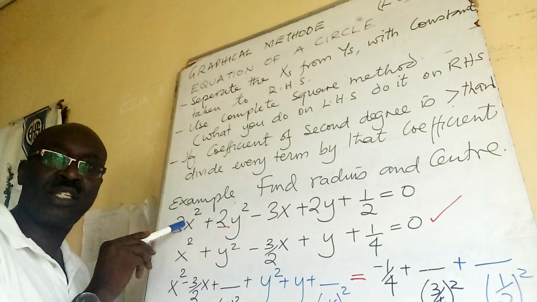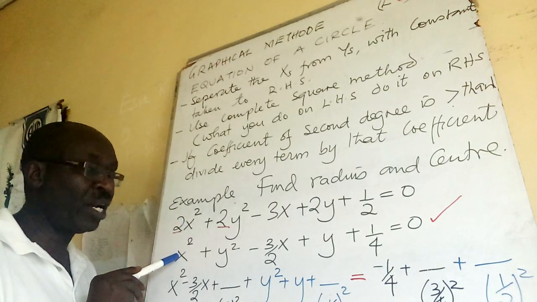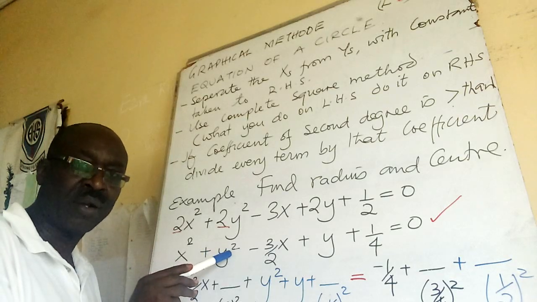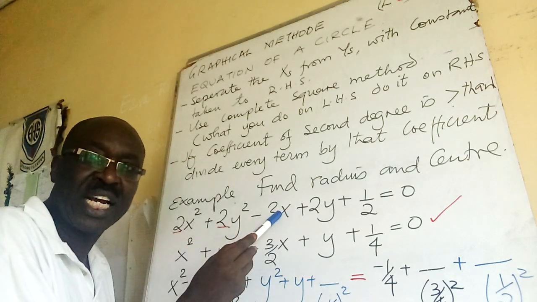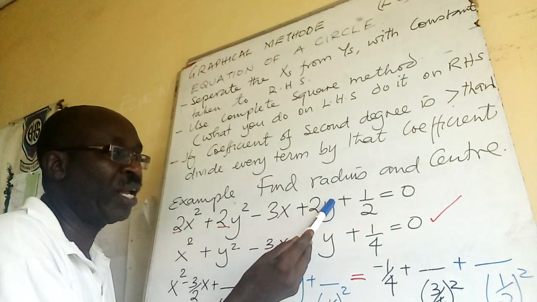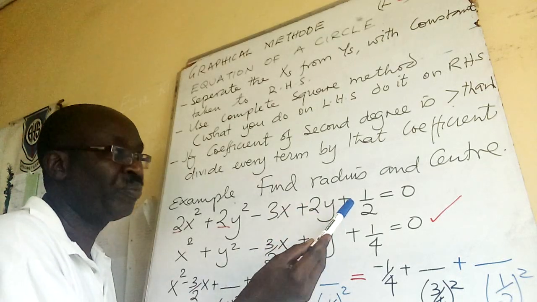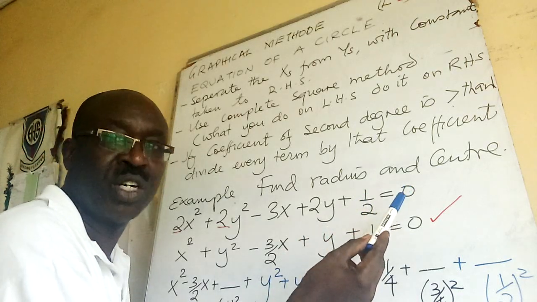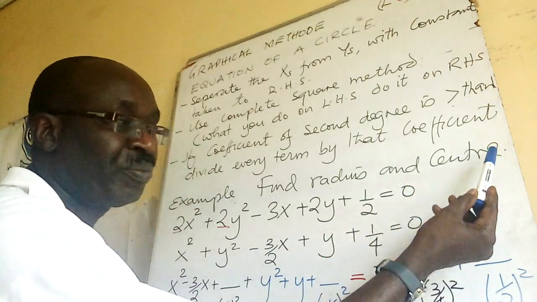So divide this by 2, you get x squared. Divide this by 2, you get y squared. I will divide negative 3x by 2, it gives me this. 2y by 2 is giving me this. A half divided by 2, it gives me this. And 0 divided by 2, it gives me this. Tick.